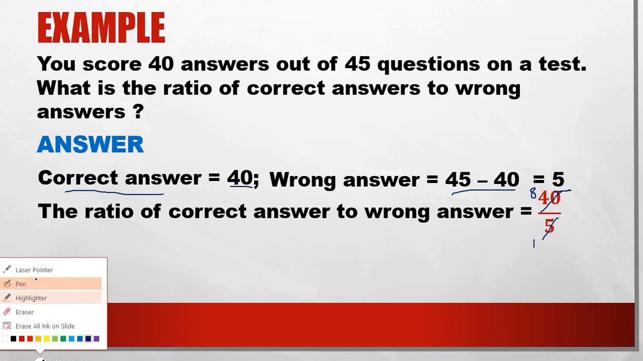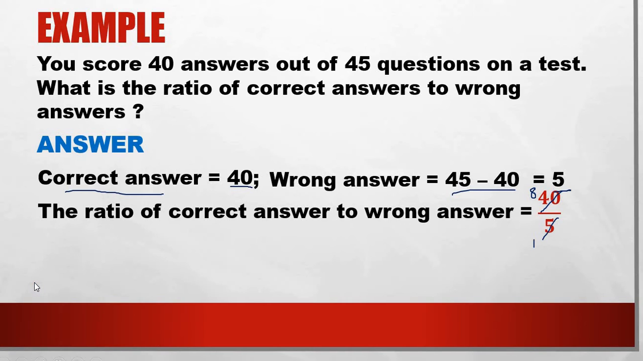So having that, I can now say 8 over 1. That is in fractional form, but I prefer putting it in colon form, so I have it this way: 8 colon 1. So always reduce your ratio to the lowest term, to the minimum. And this is how you do that.